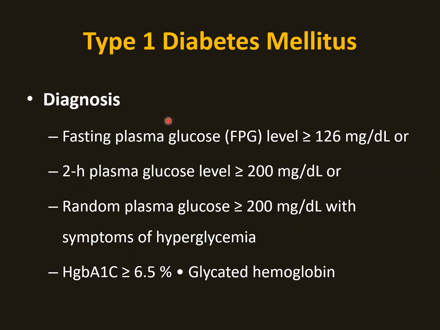Diagnosis of type 1 diabetes mellitus: fasting blood glucose level more than or equal to 126 mg per deciliter, or 2-hour plasma glucose level more than or equal to 200 mg per deciliter, or random plasma glucose more than or equal to 200 mg per deciliter with symptoms of hyperglycemia. Hemoglobin A1C more than or equal to 6.5 is also diagnostic of type 1 diabetes mellitus.